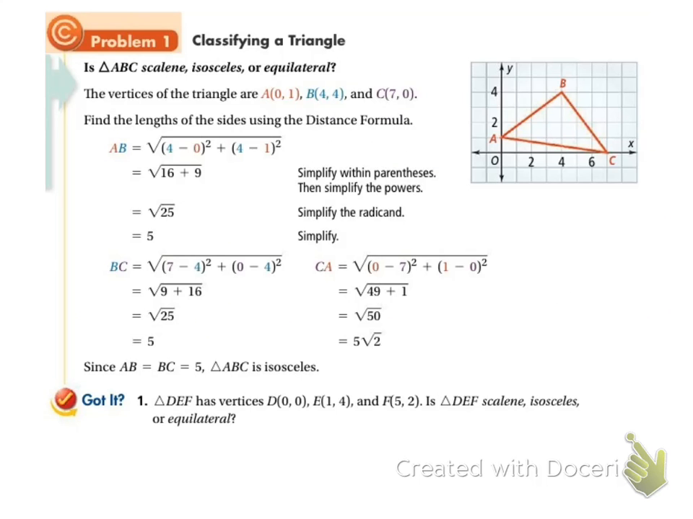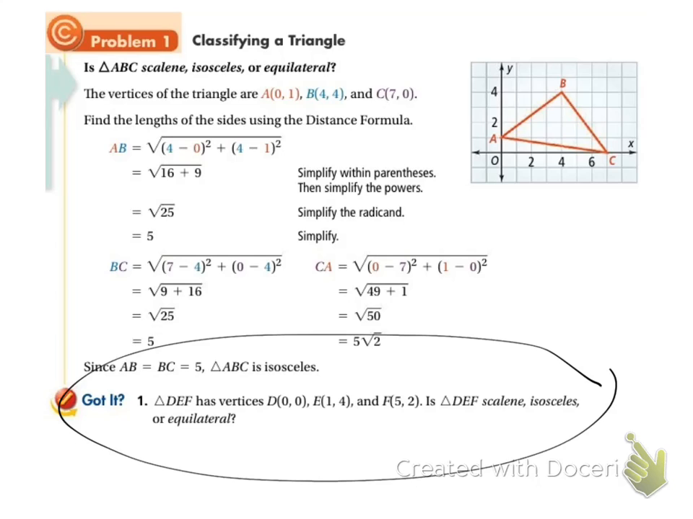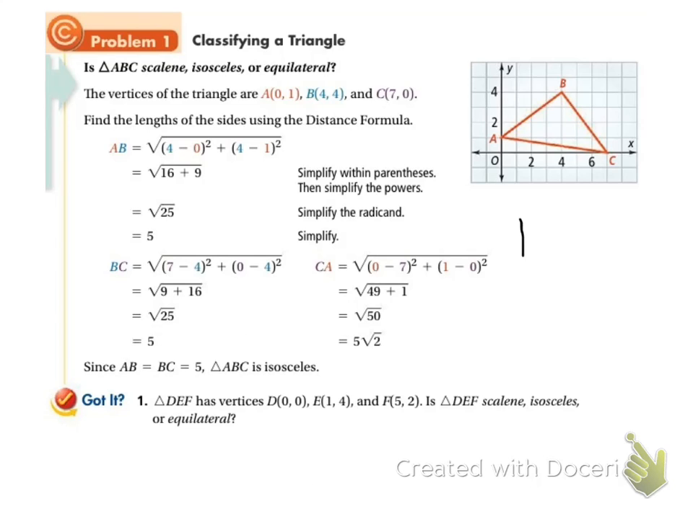So first we're going to classify a triangle. So we're sticking shapes into a graph where we can use points, coordinate points. So let's do our got it problem down here. I'm just going to do a rough sketch of this. So we've got a point at 0, 0, at 1, 4, approximately there, and then at 5, 2.